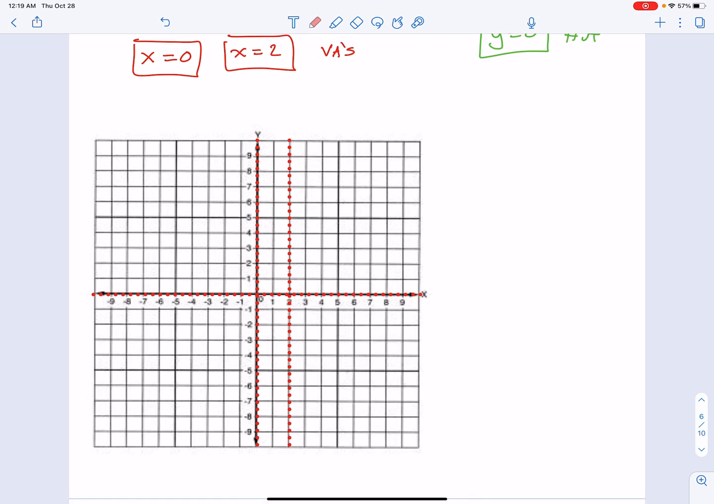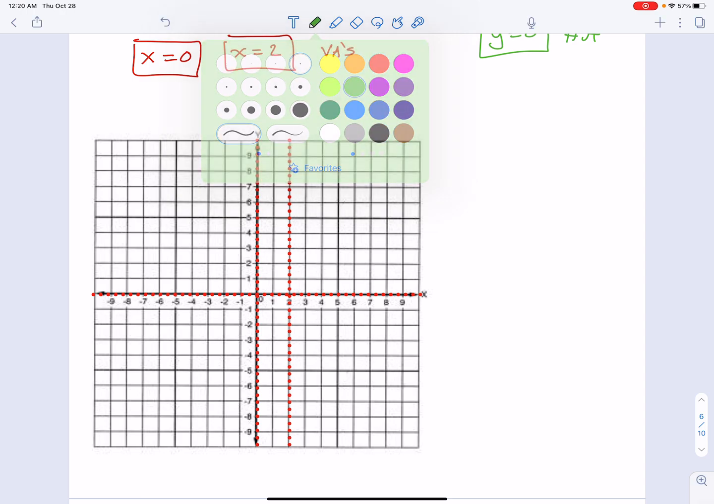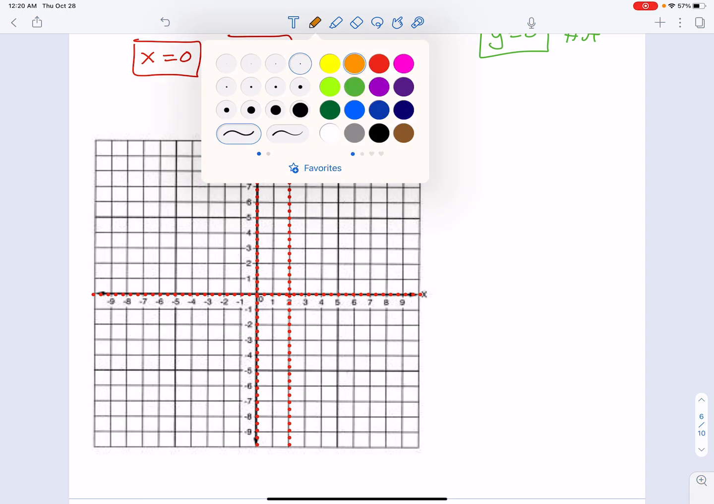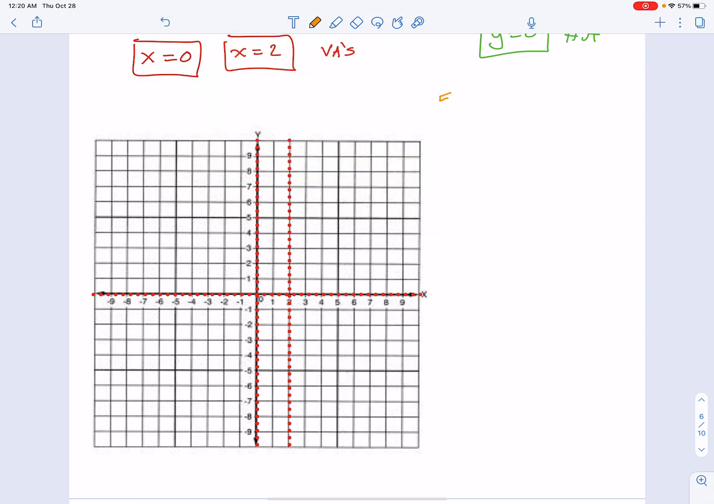We don't actually know any points here. So that's what we want to find next. We want to actually plug in some points. Remember, use those vertical asymptotes as guidelines for splitting up your graph. So if we have two vertical asymptotes, we really want to look at 3 different pieces. We want to look to the left of our vertical asymptote, in between our 2 vertical asymptotes, and to the right.